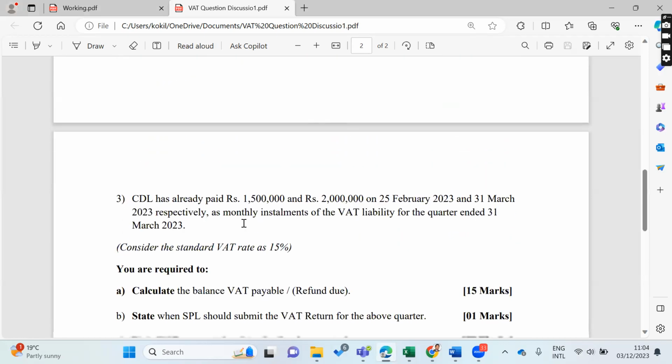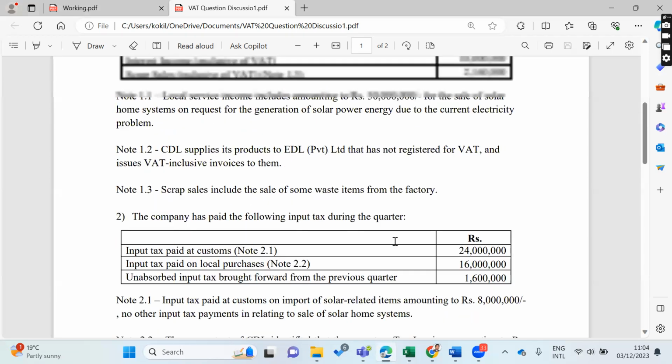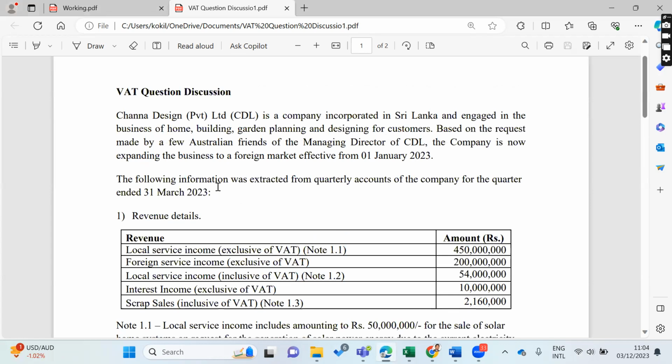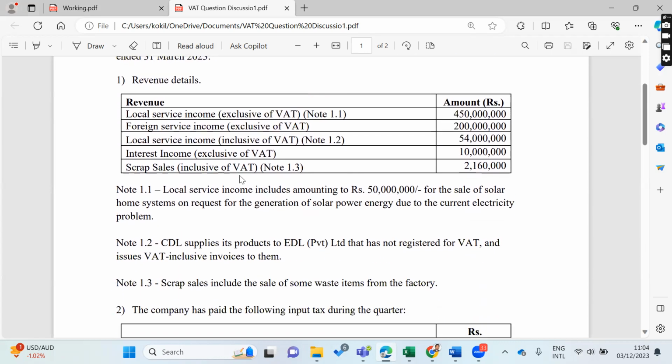First of all, we have to focus on the first part of the question, part A, calculation of balance VAT payable or refund due. The following information was extracted for the quarter of the company ended 31st March 2023. Revenue details are given. They have local service income and foreign income also, exclusive of VAT, without VAT.